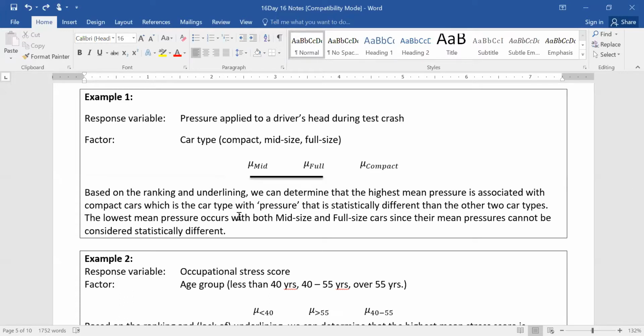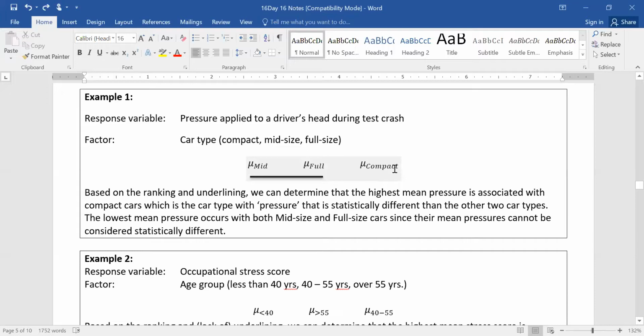So based on the ranking and underlining, we can determine that the highest mean pressure is associated with the compact cars, which is the car type with the pressure that is statistically different than the other 2 car types. The lowest mean pressure occurs with both midsize and full size, since their mean pressures cannot be considered statistically different. So all I'm saying is that the compact is statistically different from the other 2 because it's not underlined with either the full or the mid, right? It's over here all by itself, and it has the highest amount of pressure, which is not a good thing, right? When you're talking about pressure applied to someone's head, that's not a good thing.